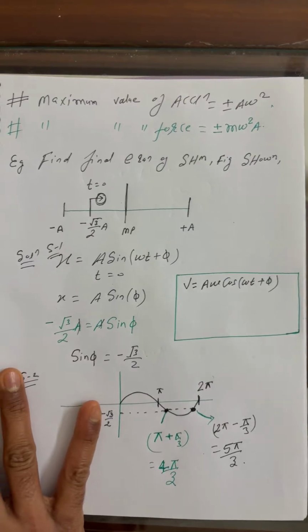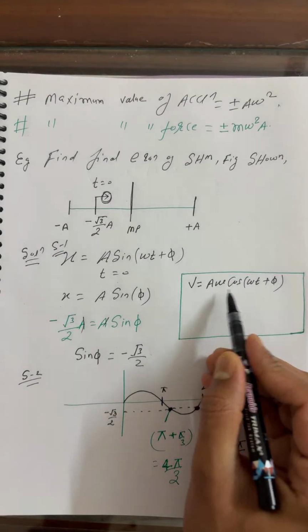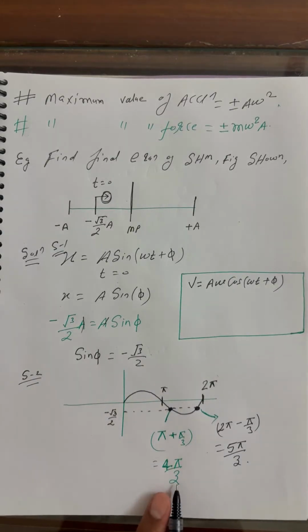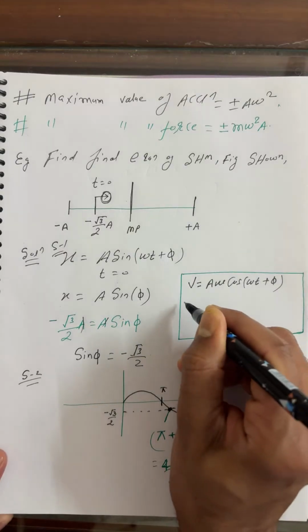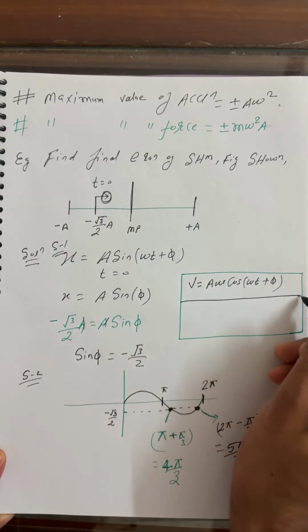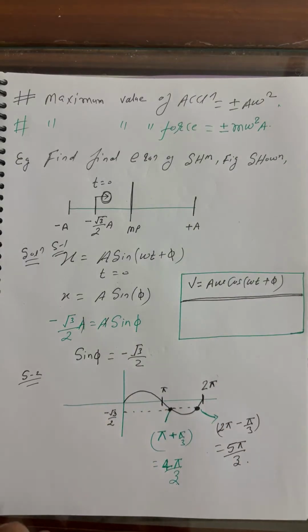For this condition, what can you say? This is the cos function. This is 4 pi by 3, which means third quadrant. So cos is definitely negative only. But this is 2 pi minus pi by 3, which means 5 pi by 3. So this is present in which quadrant? Tell me, fourth quadrant. So what is your answer, which you can write? So the answer you can write is this.